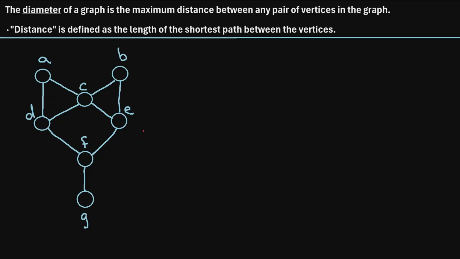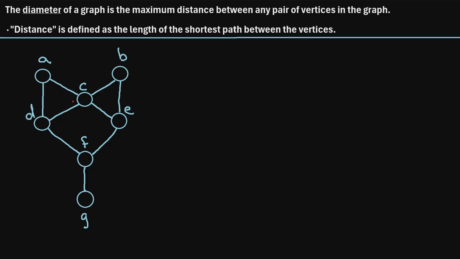So it has a total of 7 vertices, which I've labeled from A through G. To find the diameter of the graph, we're just looking for the maximum distance between any pair of vertices in the graph. So the way that we can find the diameter is we just need to find the distance between every pair of vertices.